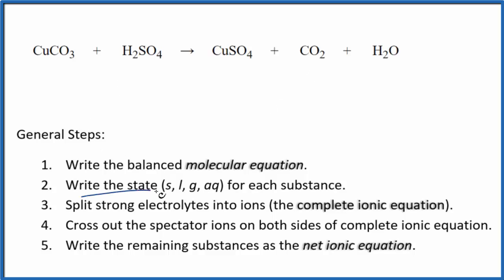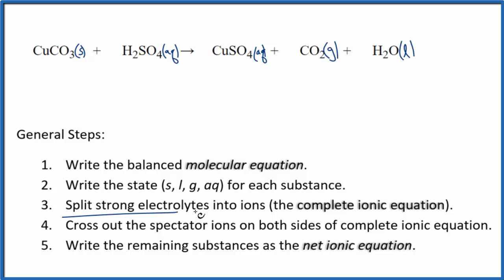Next, we'll look at the state for each substance here. So copper(II) carbonate, when we put this in water, it'll actually react with water. So we're going to say that copper(II) carbonate is going to be a solid. We'll add it to this sulfuric acid, which is a strong acid. So that's going to be aqueous. That's going to be dissociated into its ions in water. Then copper(II) sulfate, very soluble. That's going to be aqueous. And then we have a gas for the carbon dioxide. Let's call the water a liquid. So we have our states here.